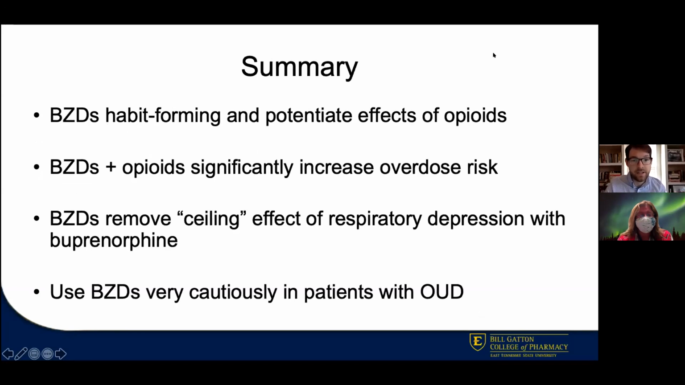And in summary, benzos are habit-forming and potentiate the effects of opioids. They significantly increase risk of overdose when combined with opioids and kind of remove that ceiling effect of respiratory depression with buprenorphine. So we're going to make sure that we're using our benzos very, very cautiously in patients with opioid use disorder.